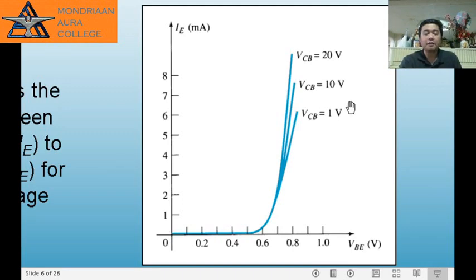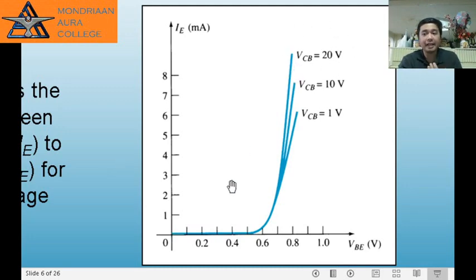Halimbawa, ang VBE natin ay na-reach ang around 0.7, ano ang magiging value ng ating VCB? For example, ang VCB ay 10 volts. Remember, VCB is the output voltage. But what if nag-conduct na agad yung ating diode? Mas mababa ng onti sa 0.7. Ano mangyari sa output voltage natin? Kapag mas mababa yung value ng VBE, ang VCB natin ay mas mataas. So in this case, naging 20 volts.